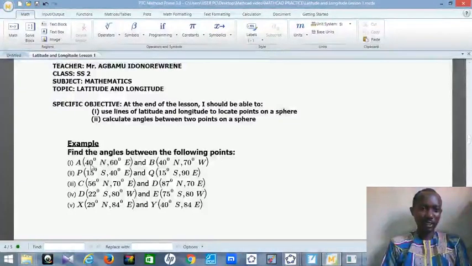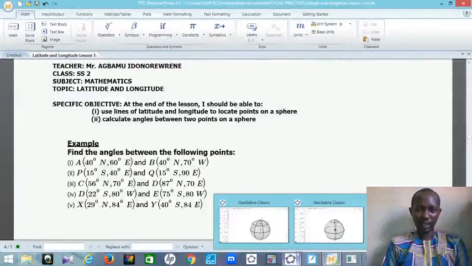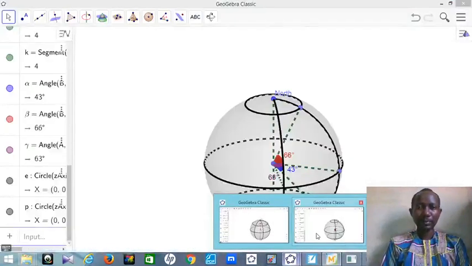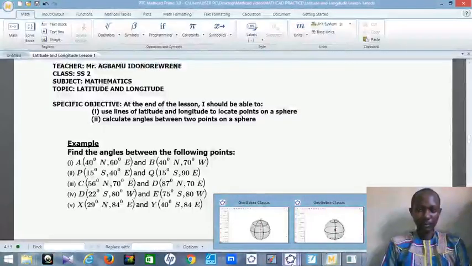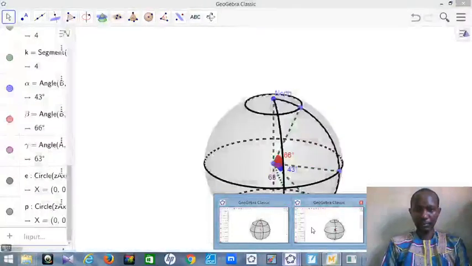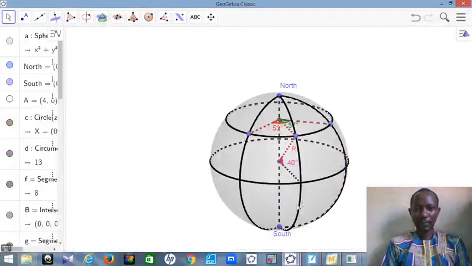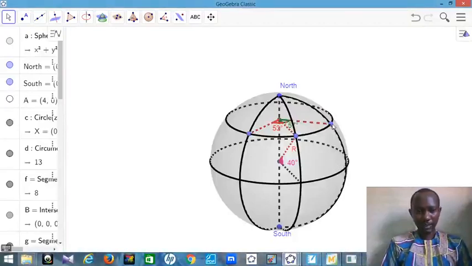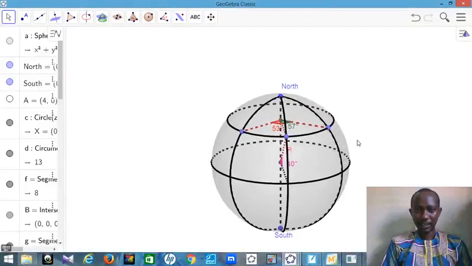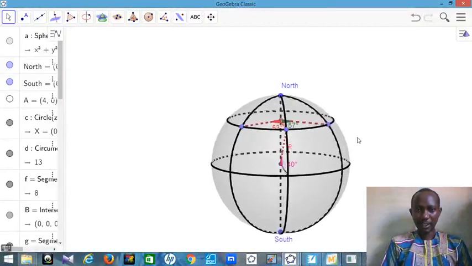Now this coordinate, 40 degrees north and 60 degrees east, how do we locate it? Before I locate this on our paper sheet, let me demonstrate it in this software so that you can get it very well. Okay, let me start with this. Okay, you can see what we have here. I have my sample of a sphere here.